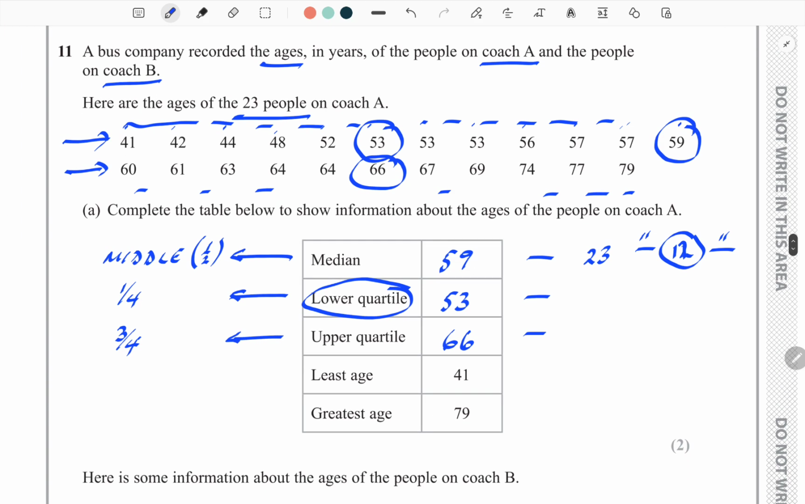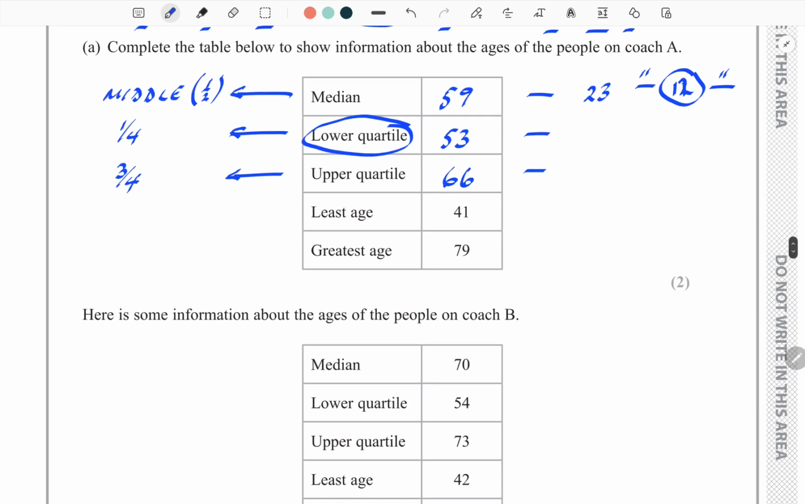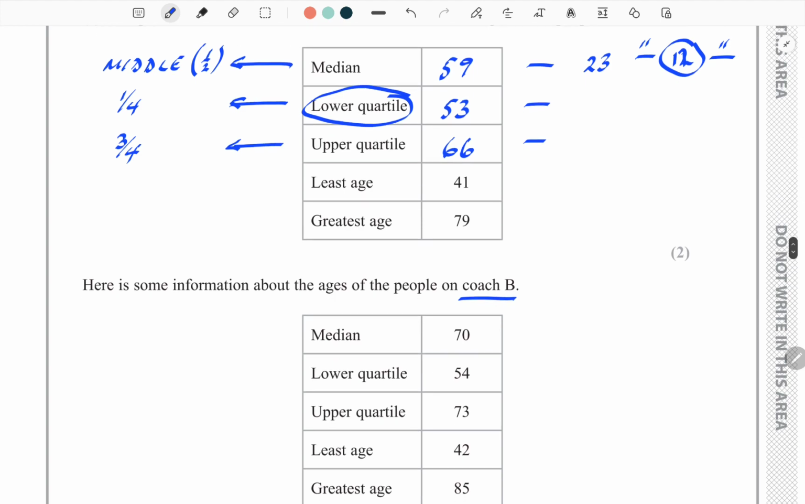Okay, so we've completed the table, and then you've got some information on ages of people in coach B. Before we even go into the question, straight away we can see that the median is higher. And the interquartile range, as it's called, for A is 13, 66 minus 53. IQR stands for interquartile range.